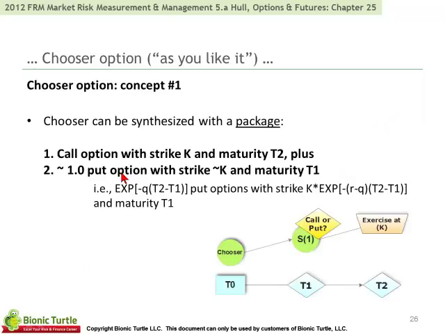A first concept about a chooser option is it can be synthesized with a package. We can simulate it. It's going to be equivalent to a call option with strike of K and maturity T2 plus approximately one put option with a strike of approximately K, a little bit less than K, and maturity T1. So we have a long-term call option plus a short-term put option. That package, see, we have an illustration of a package, together simulates our chooser option. And I think, in fact, this informs the pricing model.